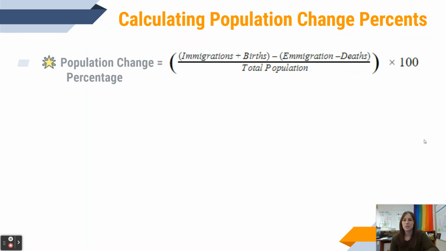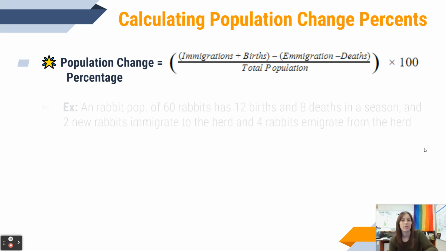Now, you are also going to have to calculate population change in the form of a percent. The last time was just showing you the actual numbers of the population. But if we want to know population growth as a percentage, which is more commonly how we look at this, this is your equation for doing that. So population change percent is once again immigrations plus births minus emigrations plus deaths. Sorry, that should say plus at the next one there. That is divided by the total population, and you multiply that by 100.